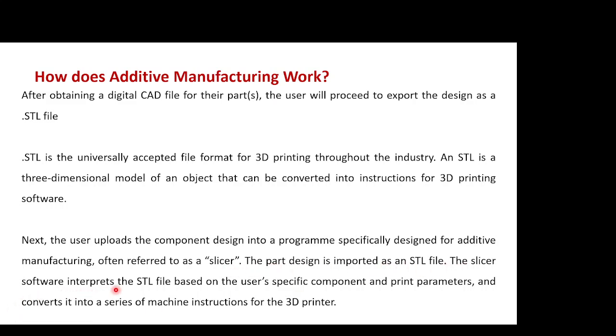The slicer software interprets the STL file based on user specific component and print parameters and converts it into a series of machine instructions for the 3D printer. So what is the role of slicer? It converts the model in the STL file into instructions for the 3D printer to print.